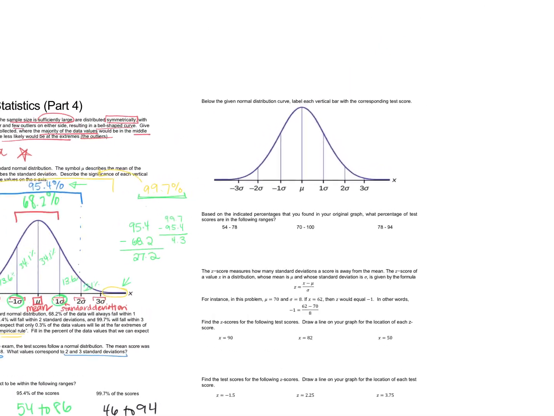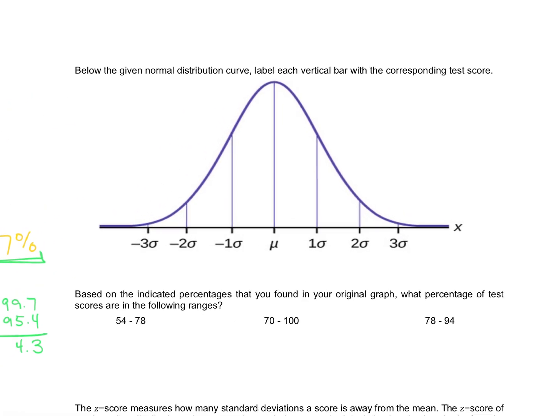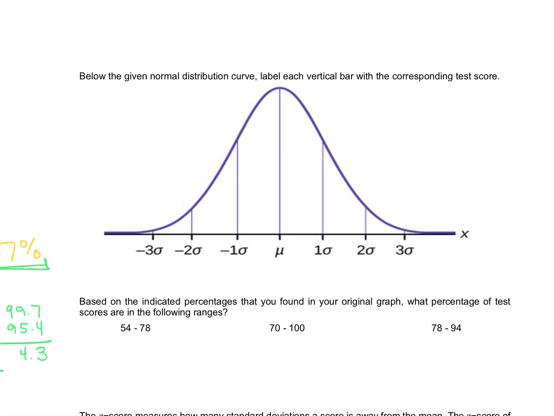All right, flipping over to the next page. They have it nicely drawn for us. And so I could stick in my percents just to help me out really quick. So 34.1%, 34.1%. This was about 13.6%, and about 2.1%, 2.1%.